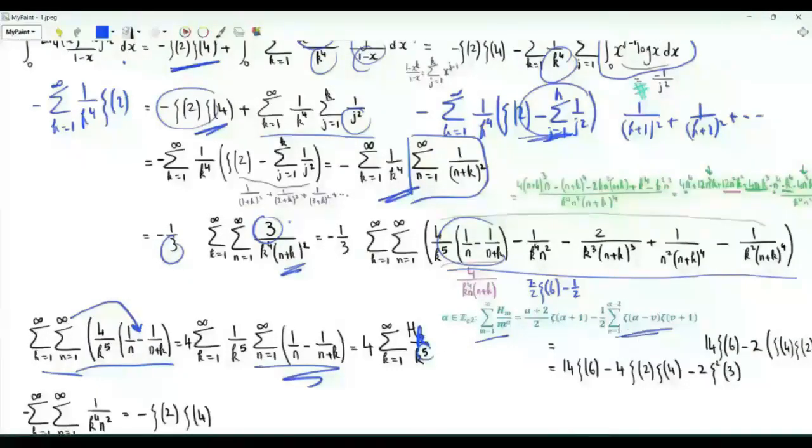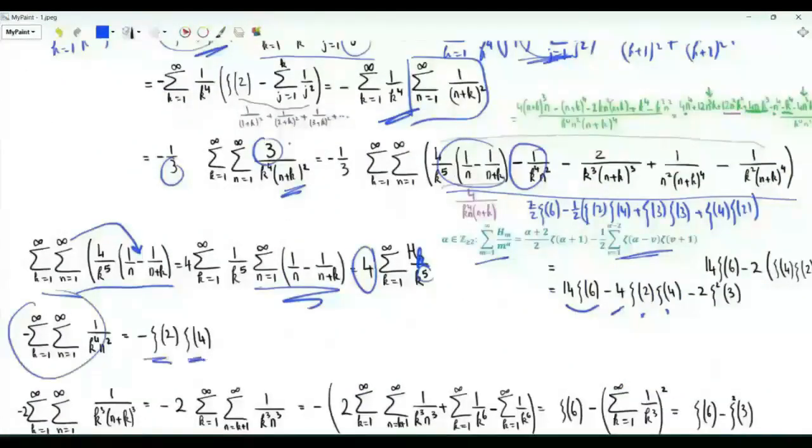Alpha is 5, so we have 3 terms from here: zeta of 2 times zeta of 4, plus zeta of 3 times zeta of 3, plus zeta of 4 times zeta of 2. When we multiply by 4, we get 14 zeta of 6 minus 4 zeta of 2 zeta of 4 minus 2 zeta of 3 squared. When we sum this part, we get minus zeta of 2 times zeta of 4.